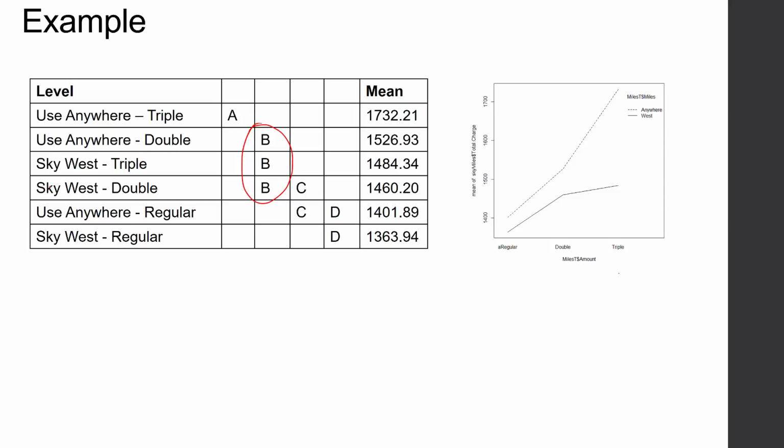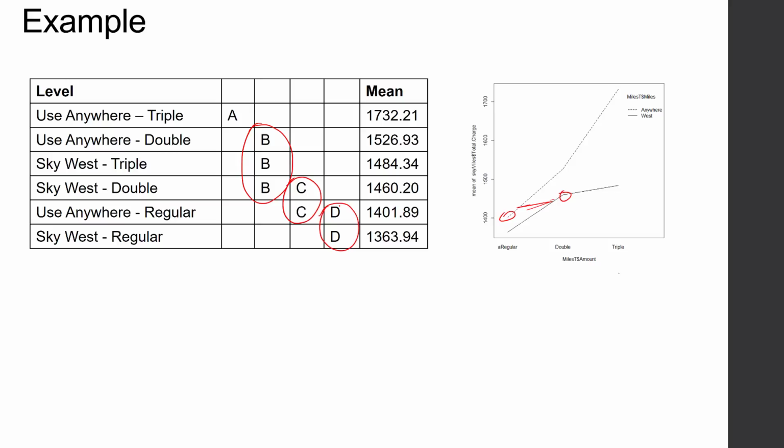And we would see that SkyWest double is not statistically different from use anywhere regular. So SkyWest is the bottom line and doubles here compared to use anywhere regular. So the top line at regular, it's saying that those are not statistically significantly different by putting those in a group. And then use anywhere regular to SkyWest regular.